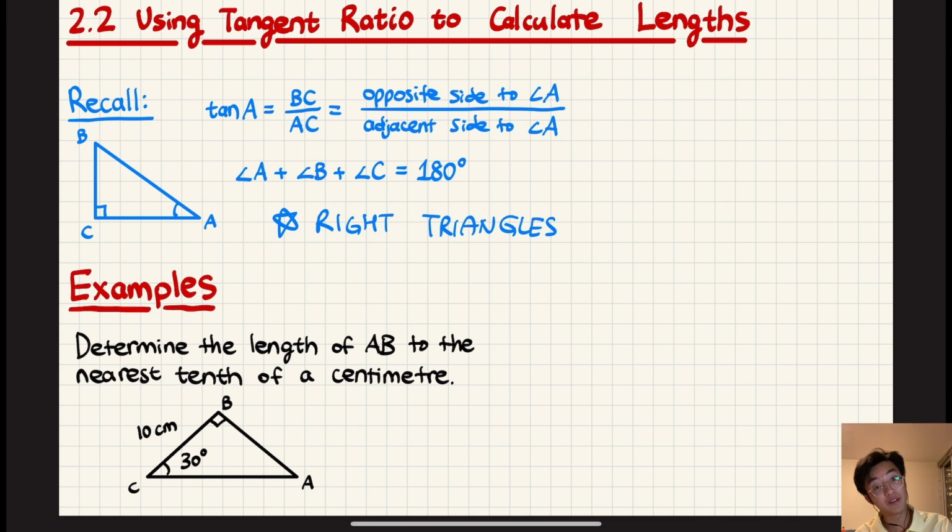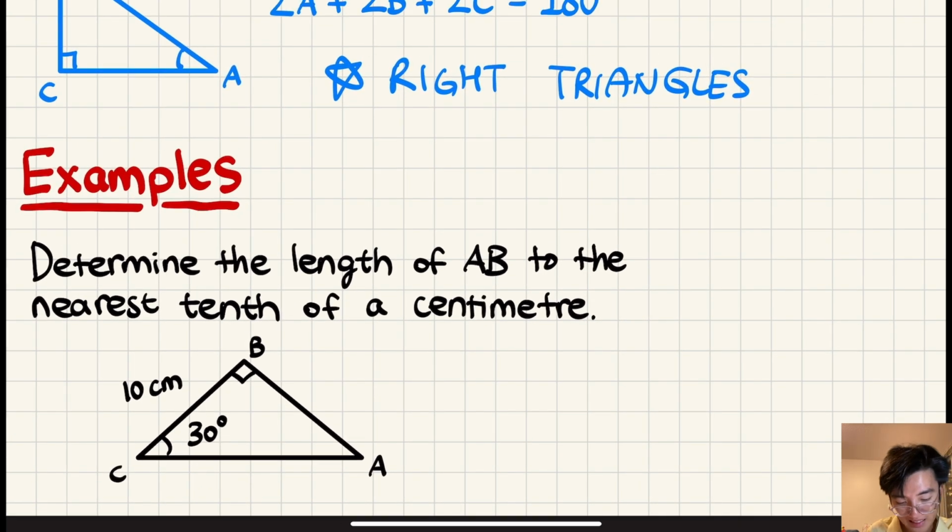Alright, with the reminders out of the way, how can we find the side length of a triangle given one angle and one side length? Unfortunately, the Pythagorean theorem can only carry us so far. So let's take this example. We want the length of AB. Once again, if we have two letters side by side in math, that usually means the line from point A to point B. So the line AB is just this line right here. We want the nearest tenth of a centimeter.